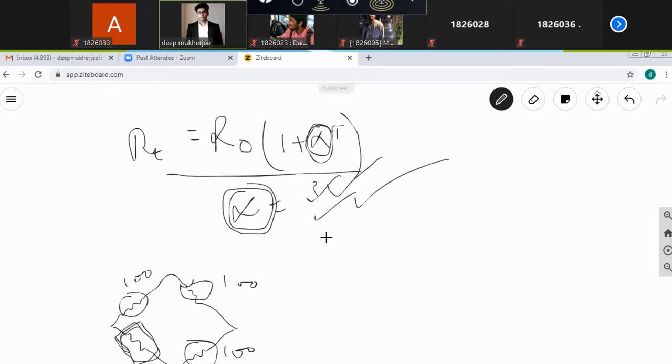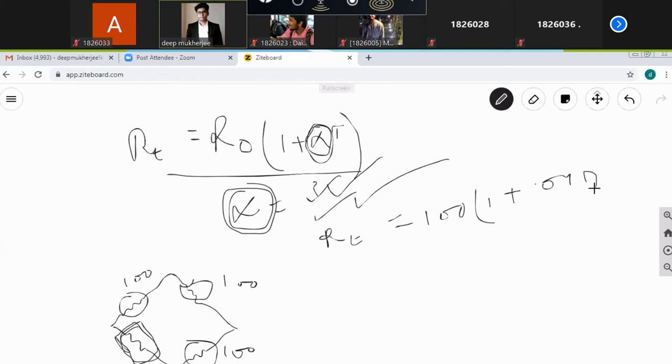So how will you calculate? RTD equals R0, which is 100, times 1 plus alpha, which you have got as 0.004, into T. And you know that T equals what?